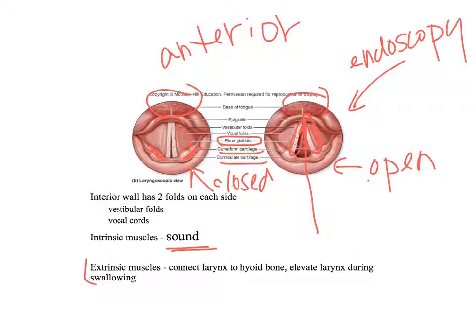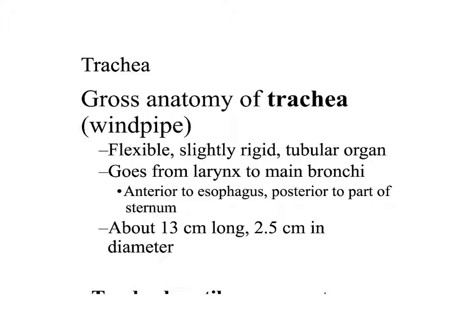The extrinsic muscles of the larynx, we don't make you memorize all the muscles, but the extrinsic muscles connect to the hyoid bone, and they're going to elevate the larynx so the food doesn't go down the trachea when you swallow. We'll talk about swallowing when we do the digestive system.